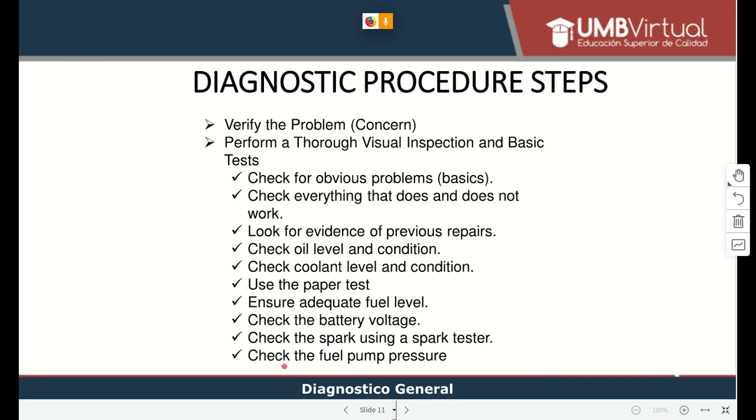These are very basic things you can do just as a visual inspection. But remember that depending on the DTC, if you retrieve DTCs, which we are going to talk about in some other sessions later, maybe these kinds of things are not necessary to do, right?